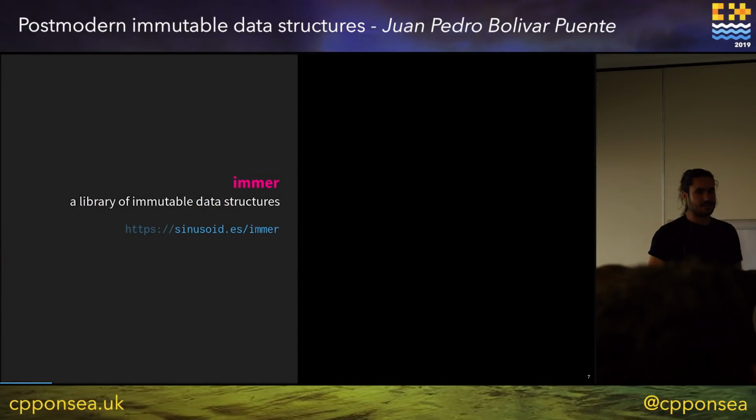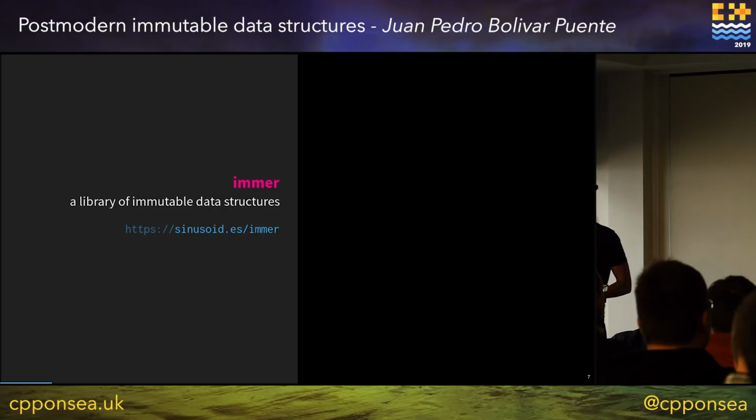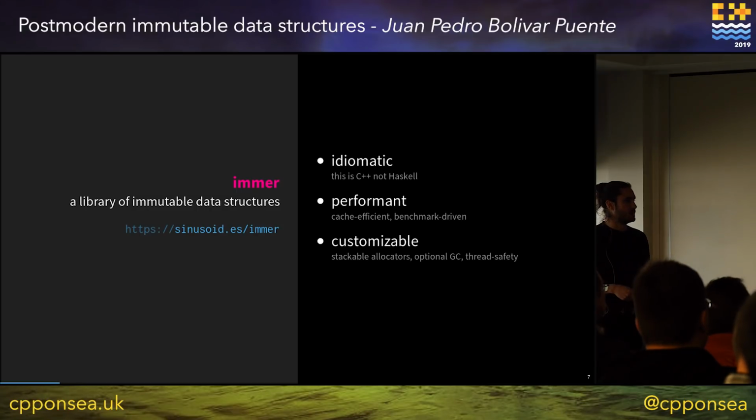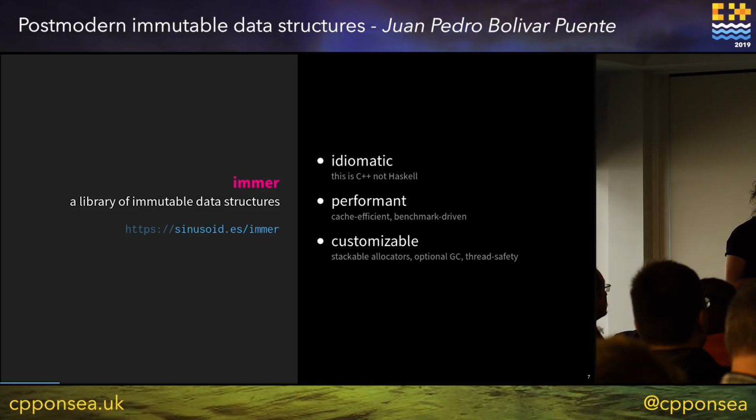So I really wanted these data structures to exist. In the end, I built a library myself. I'm going to be presenting this library called Immer, which is a C++ library of immutable data structures. And the goals of this library are three.